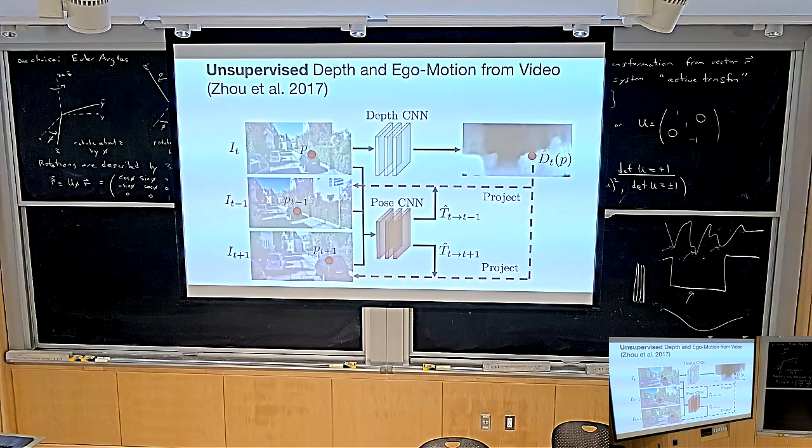Okay, so now how are we going to supervise this? Because we don't have ground truth poses, nor do we have ground truth depth. What we're going to do is we're going to use the pose and the depth to ask, like this view that we have here. Actually, no, vice versa.